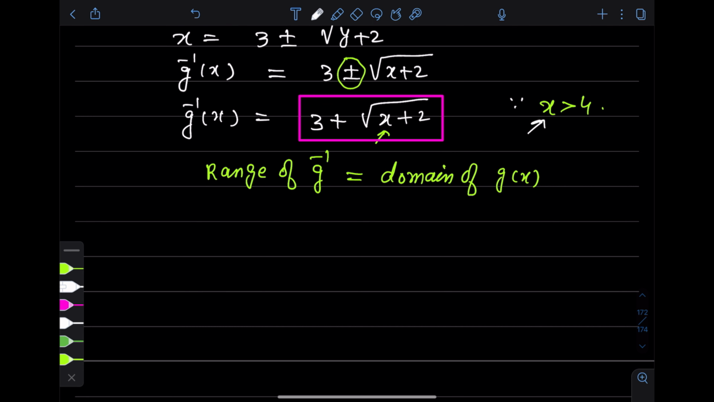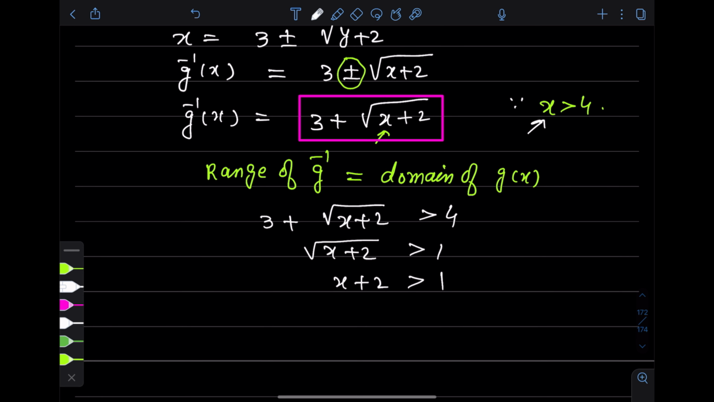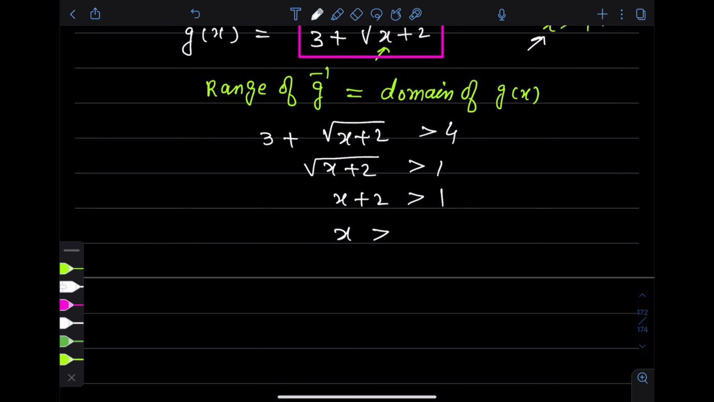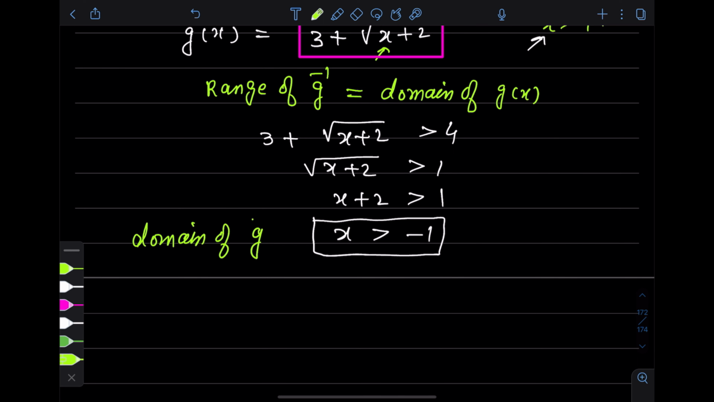So x is greater than 4 means 3 + √(x + 2) is greater than 4. From here we will find the value of x, which will be the domain of g⁻¹. So we can write 3 + √(x + 2) > 4, √(x + 2) > 1, x + 2 > 1, taking the square of each side. x is greater than −1. So this is the domain of g⁻¹.